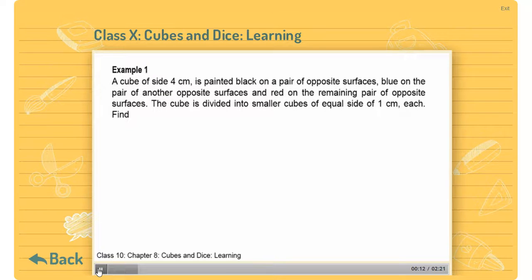A cube of 4 centimeters is painted black on a pair of opposite surfaces, blue on the pair of another opposite surfaces, and red on the remaining pair of opposite surfaces. The cube is divided into smaller cubes of equal side of 1 centimeter each.